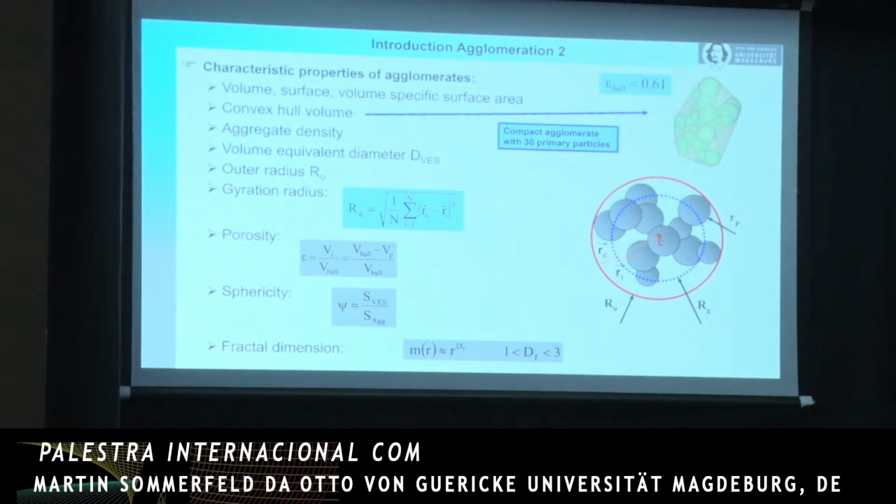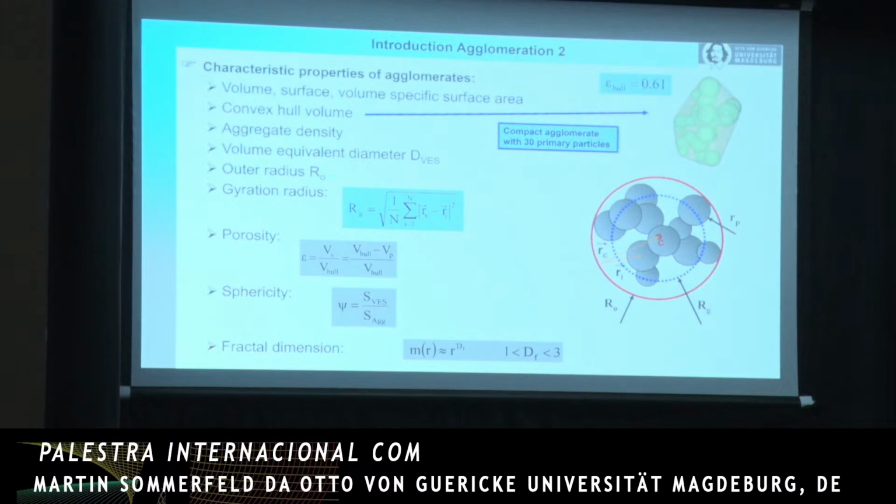What you take is the mass of the aggregate easily, but what is the volume? You take the volume of the primary particles. So you take, for example, the volume of this convex hull to get the porosity or the density of this porous aggregate. The volume equivalent diameter doesn't tell you very much, because that means all the primary particles are compacted to a single sphere.